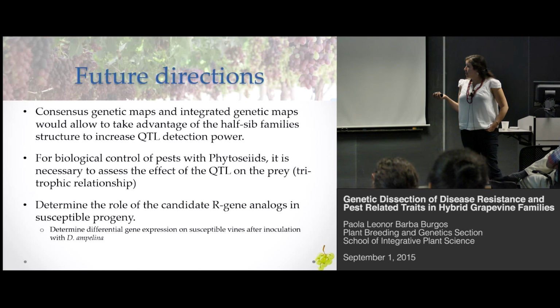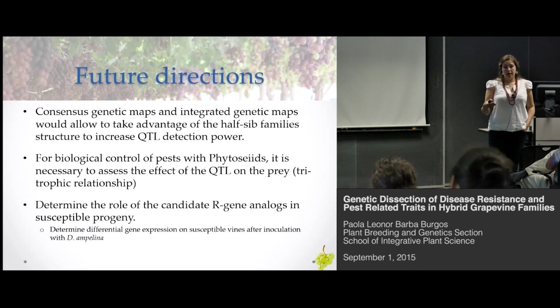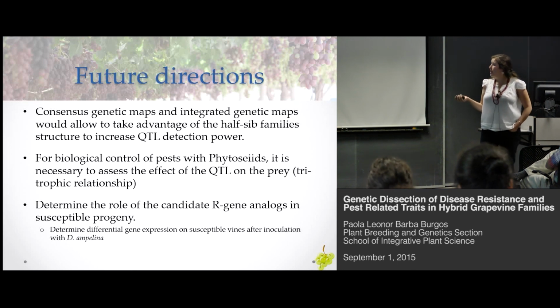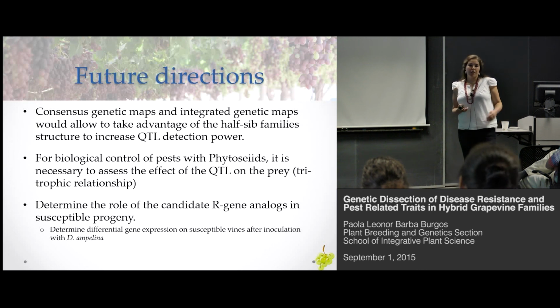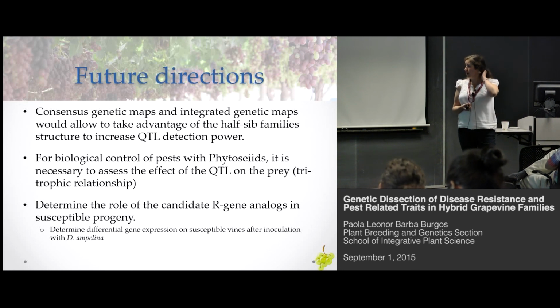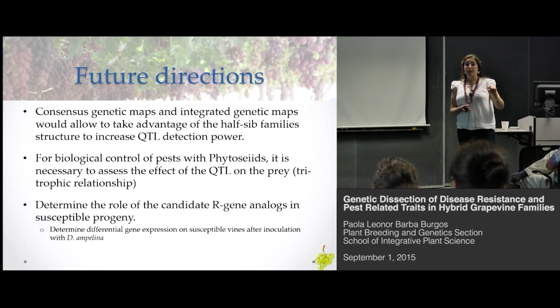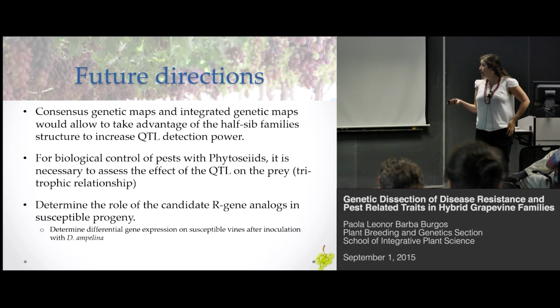In the case of the biological control of pests with phytoseiids, we were able to prove that the genetics of the host is able to provide better habitat for the phytoseiids and affect the abundance of the phytoseiids. But what we don't know is whether this has an effect on the prey. We don't know if this is going to be able to do biological control. So it will be really good to assess the effects of the QTL on the prey, to look at the European red mite and to see if the locus is also associated with the abundance of the prey.